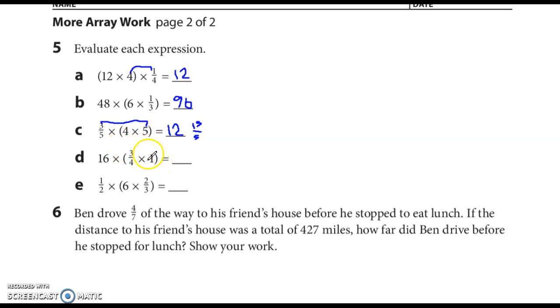16 times 3/4 times 1, well, you know this one, anything times 1 is itself, so this one is 3/4. So 16 times 3/4, well, 1/4 of 16 is 4, so 3/4 would be 12.